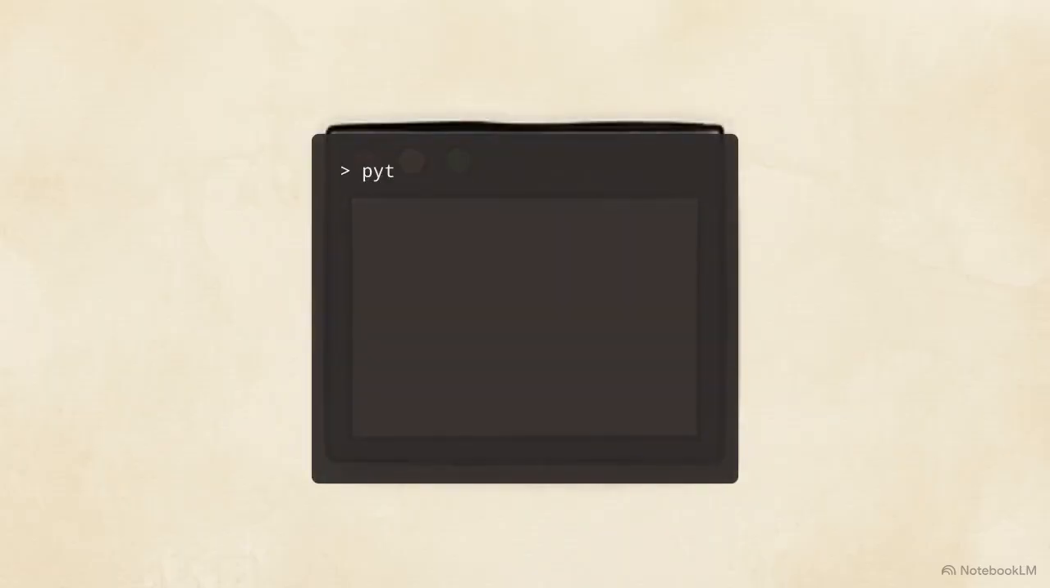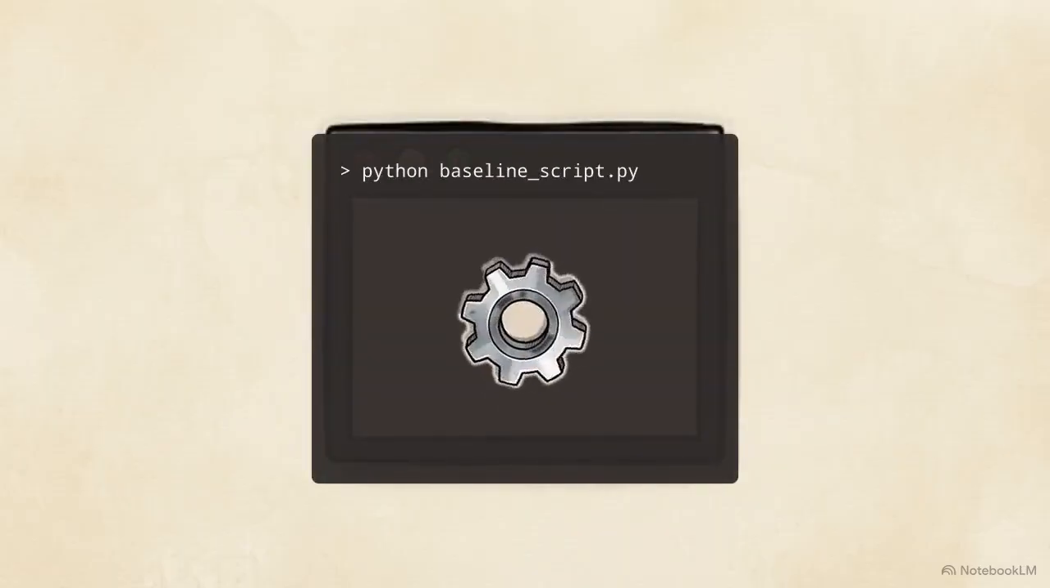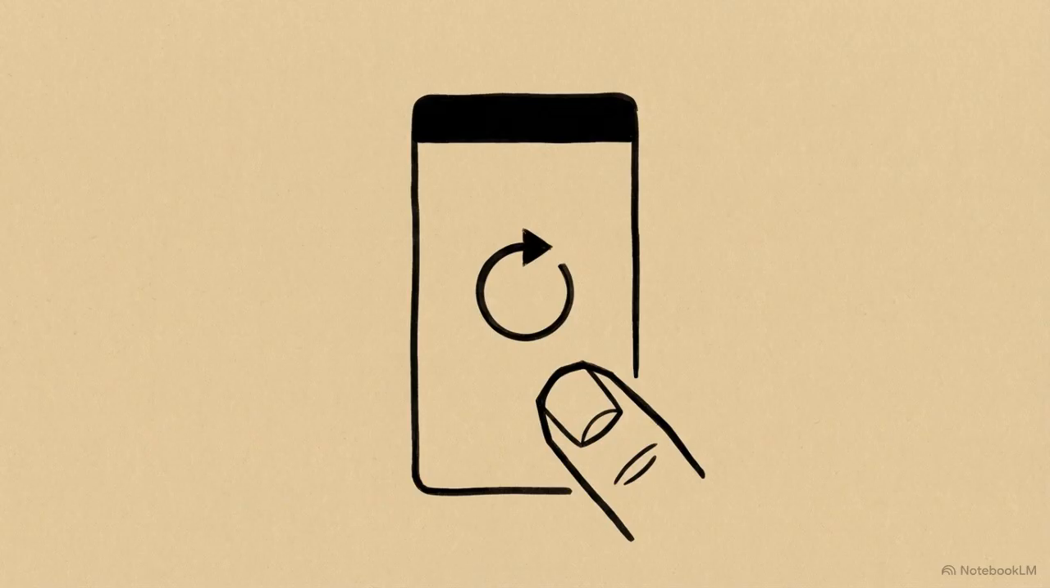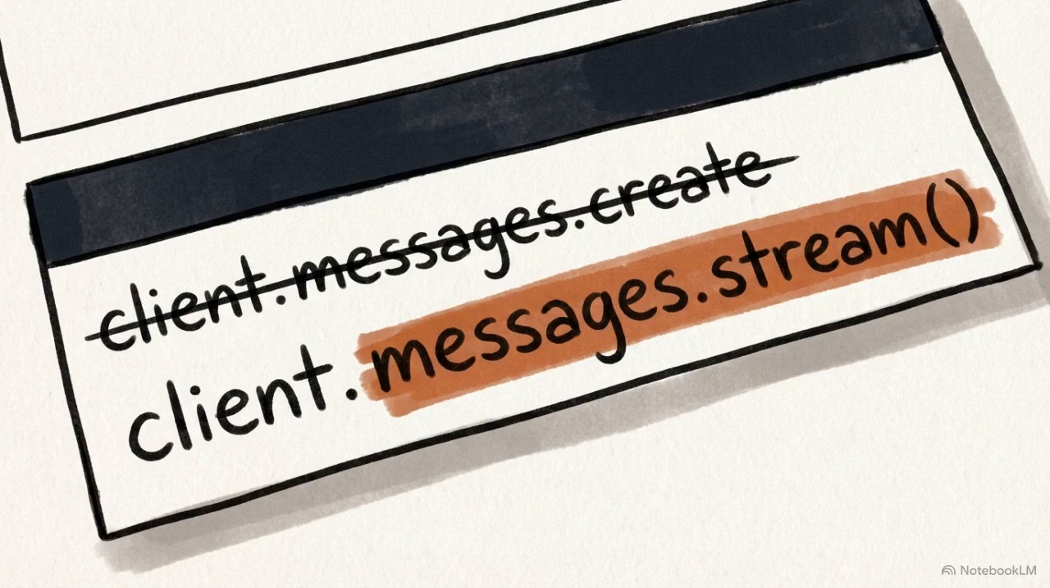Running this baseline script reveals the standard synchronous delay. The terminal remains blank for several seconds, while the server processes the entire generation before returning the full block of text. While functional, this waiting period creates a latency bottleneck that often leads to a poor user experience in interactive applications.